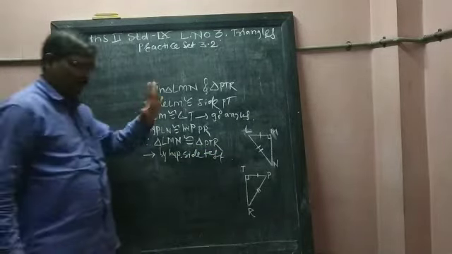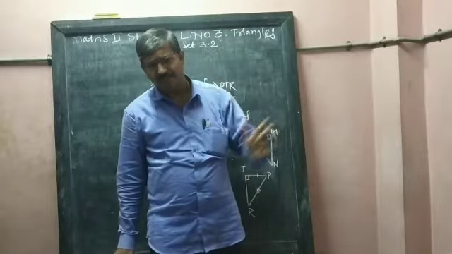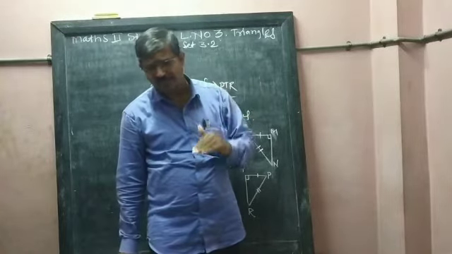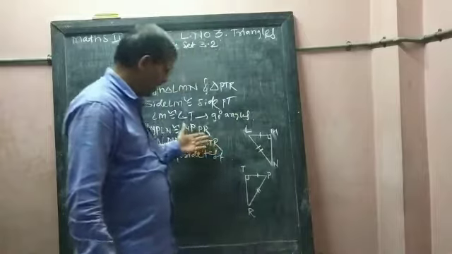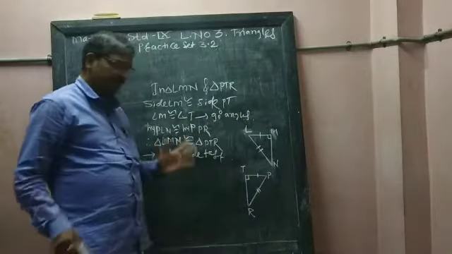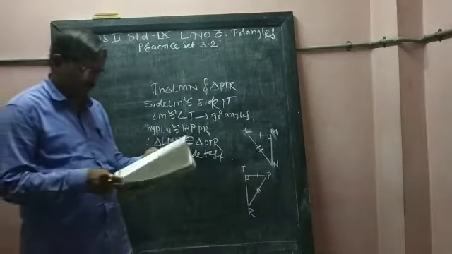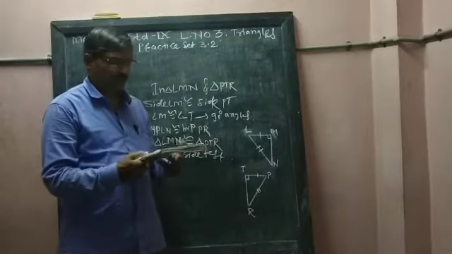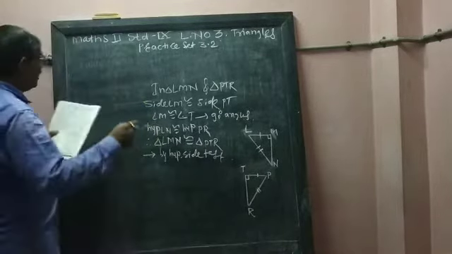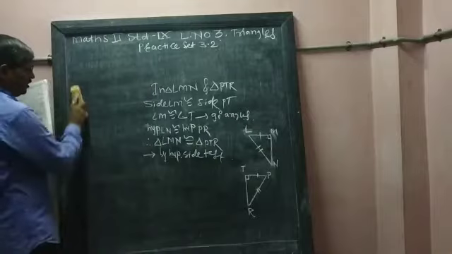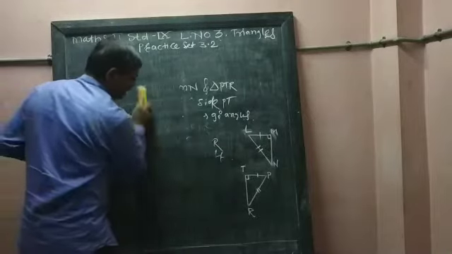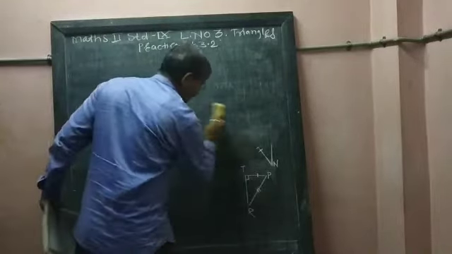So there are 4 tests of congruency of triangles. One is the triple S test, second is the ASA test, third is the SAS test, and fourth is the hypotenuse side test. Based on this, now we will enter into question number 2. There are 2 questions given. Please draw the diagram first, and then we will discuss it.